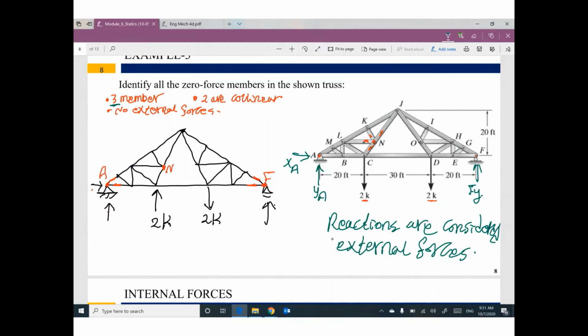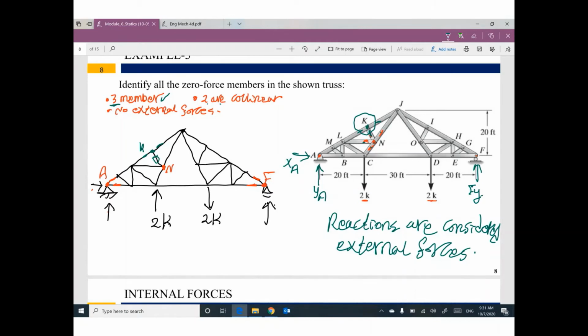Okay, what about joint K? How many members? I think we have 3. 1, 2, 3. That's right? Yeah. So 3 members only. Perfect. Joint K. 2 of them are collinear. Yes, I think this one and this one are collinear. No external forces. Yes, we don't have external forces at this joint. That means the third member is 0. Do you agree?